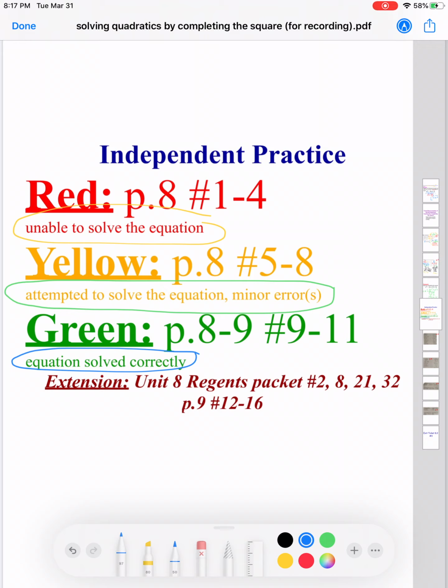Before you begin your independent practice, I want everyone to notice that you now know how to do 4 more problems in your Regents packet. So whether or not you're in red, yellow, or green, I would give a try to those 4 questions from the Regents packet since those pertain to this particular lesson. So right now, please pause this video, go take about 10 to 15 minutes to work on your independent practice, then come back to check your answers.